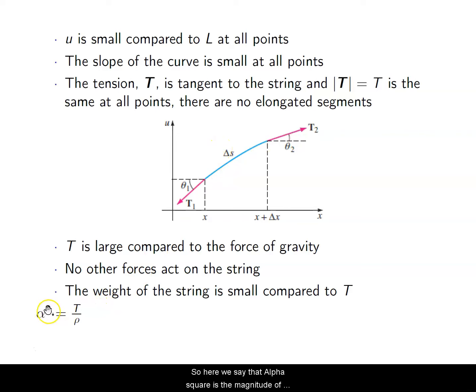So here we say that alpha squared is the magnitude of the tension vectors divided by the mass per unit volume along the string.